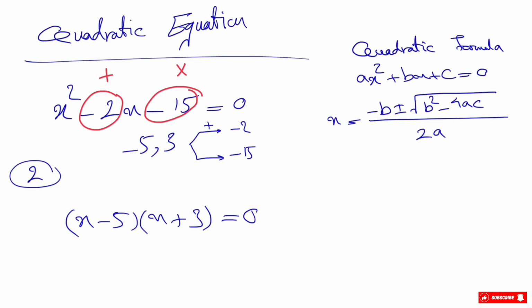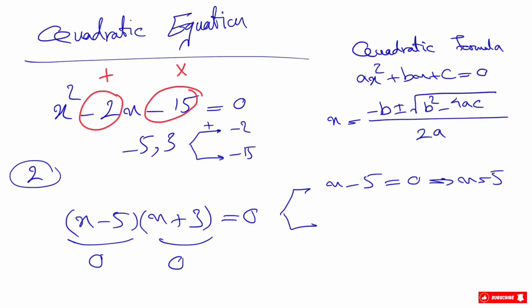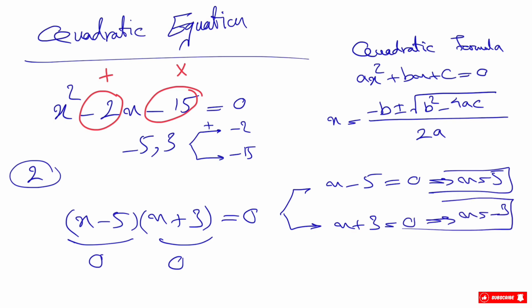and in order to have this be 0, each of these can be 0. So if we do x minus 5 equals 0, we get our x is 5, and if we do x plus 3 equals 0, we get our x is minus 3, which would be the second way to solve this equation.